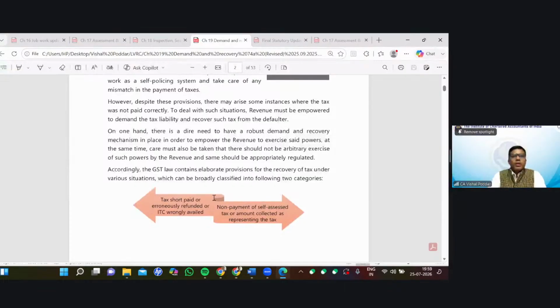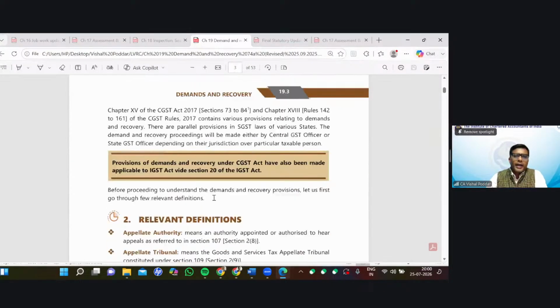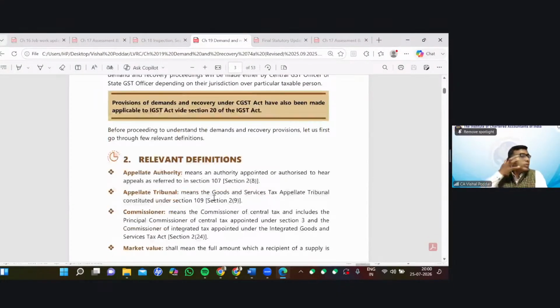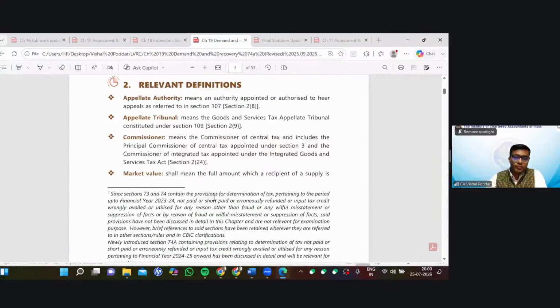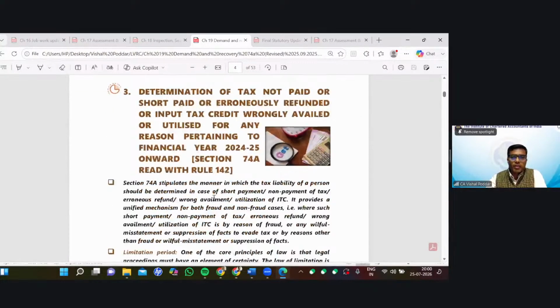So wherever you have not paid the tax, or it is short paid, or erroneously refunded, or in case of ITC, you have availed excess ITC, in that particular case, the act empowers the department, the officer, to demand and recover the tax from you. Again, there are some common definitions. Now we start with the section which empowers the department to recover the tax. Now, how to recover any outstanding amount?